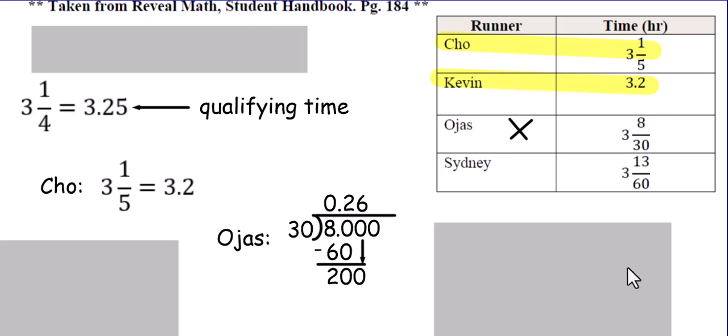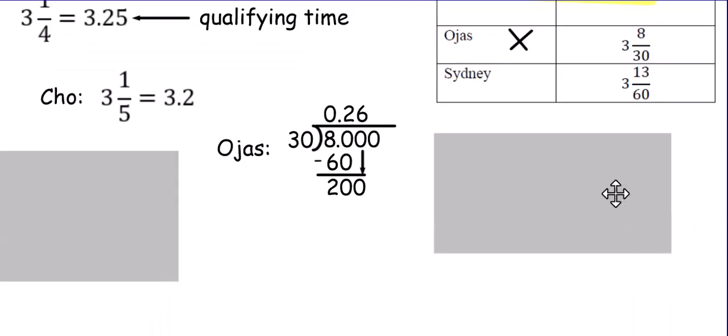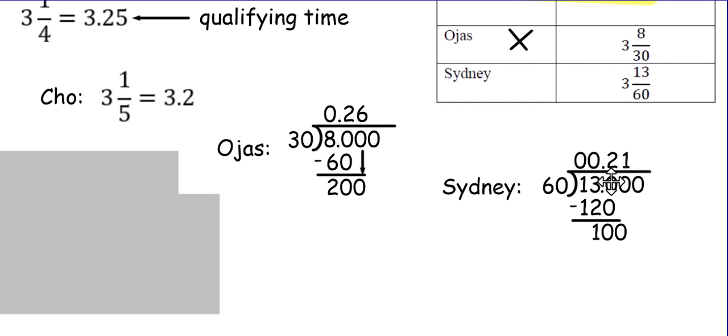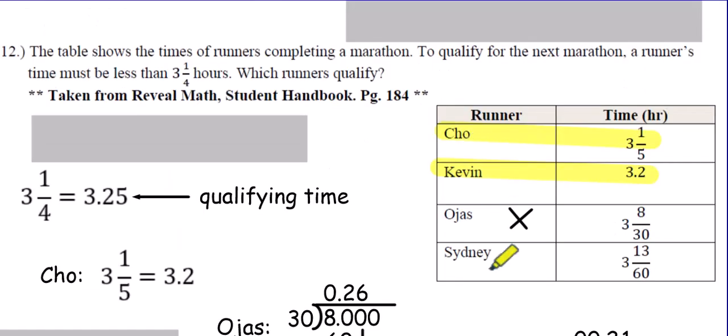Let's go to our last person, Sydney, and I took 13 divided by 60 here to determine if Sydney would qualify. 13 divided by 60, 60 goes into 13 0 times. 60 goes into 130 2 times to get us 120. That gives us a remainder of 10. 130 minus 120 is 10. Bring down a 0. 60 goes into 100 one time to get us 60. And I don't have to go any further because I'm noticing that 3.21 is going to be less than the 3.25 that they need for the qualifying time. So that means that Sydney is also going to qualify. So I'll go ahead and highlight her.